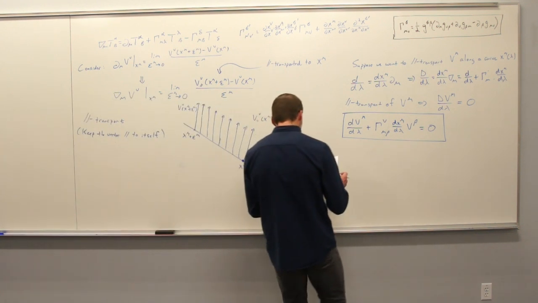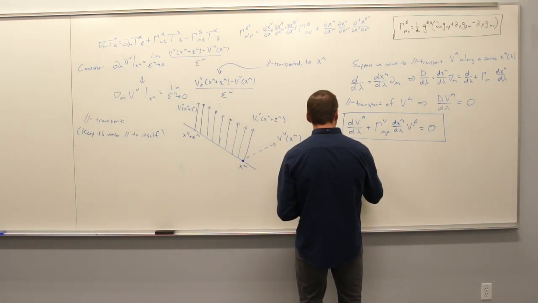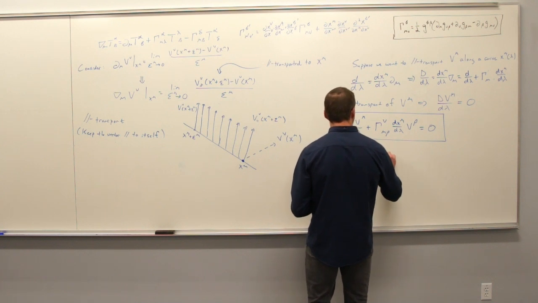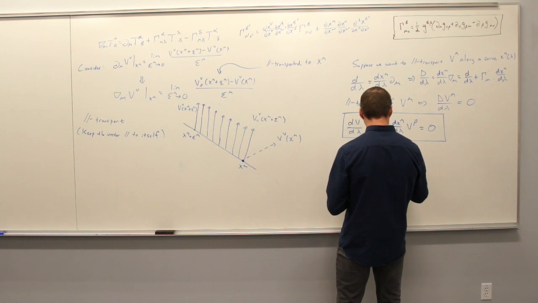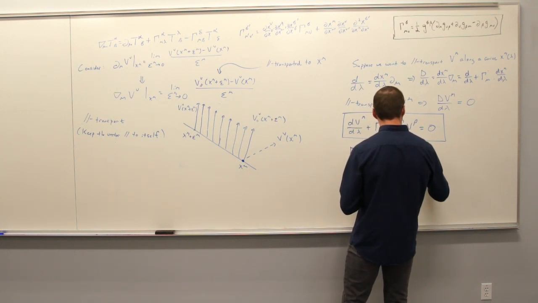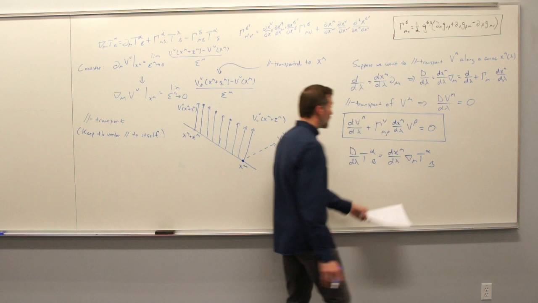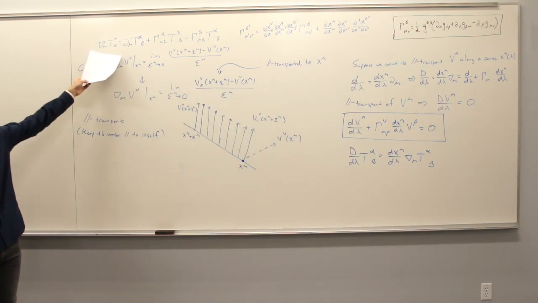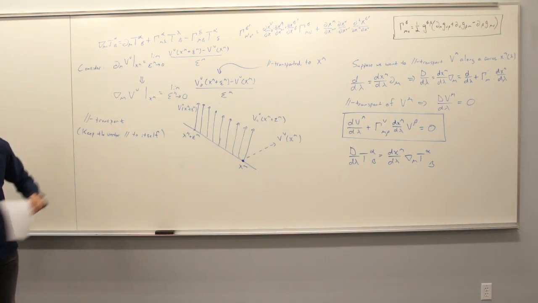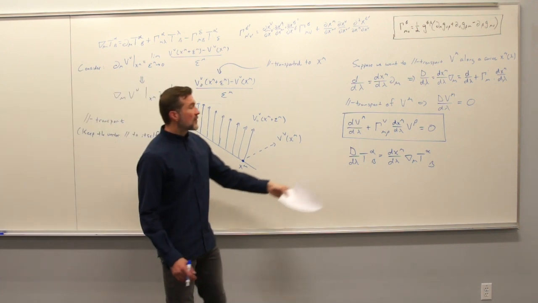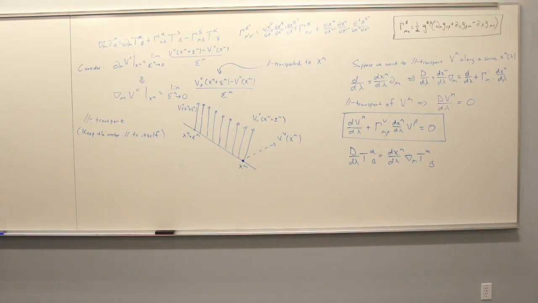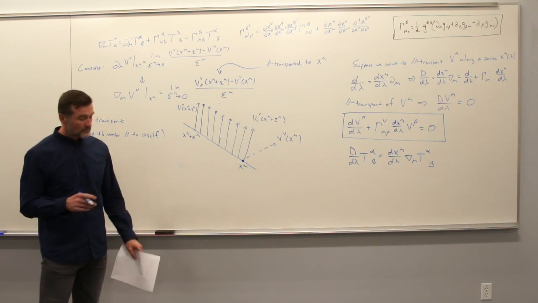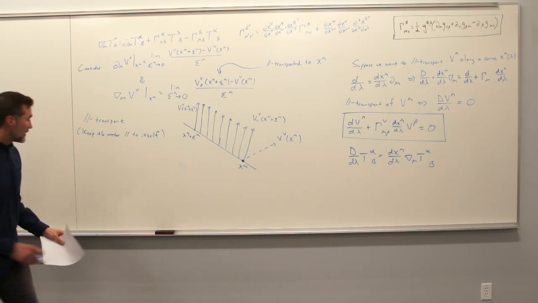We can immediately extend this definition to arbitrary tensors, because all we really need to know is how the covariant derivative acts on an arbitrary tensor. But we already know that from here. Okay? So in addition to parallel transporting vectors around the space, we can parallel transport arbitrary tensors around the space. Right?